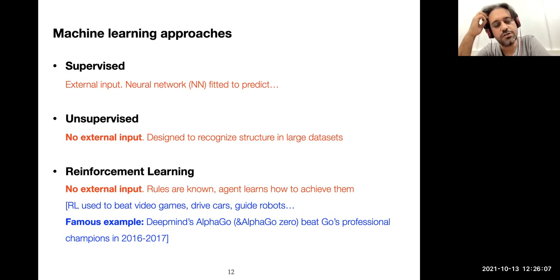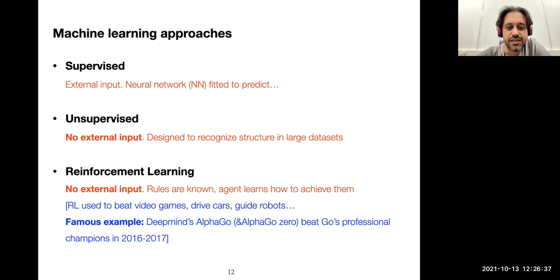So usually this is used to, I don't know, recognize patterns and do regression, etc. There's another flavor of machine learning, so-called unsupervised. Here, you don't need any external input. You don't need to supply external data. You don't need to train it. It goes through a large data set, and these are algorithms that are designed to recognize structure in these large data sets.